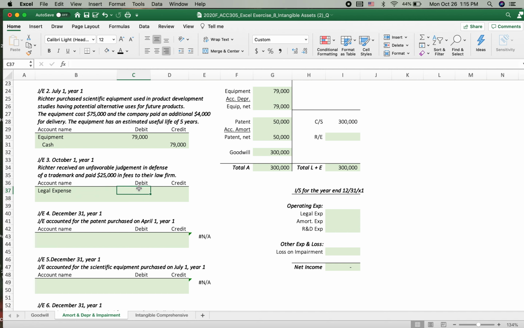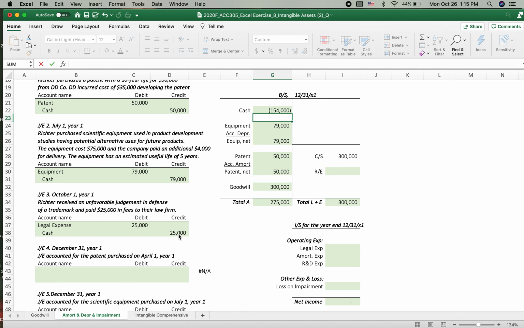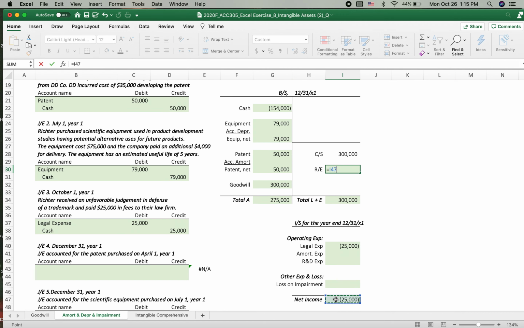Legal expense is 25,000. If it were successfully defended, then this legal cost could be capitalized as a part of the trademark. Okay. And then just cash on the credit side. So let's record cash minus 25, and legal expense minus 25,000, and it should be recorded into here, right? So we matched out 275,000 in total assets and total liabilities and equity.